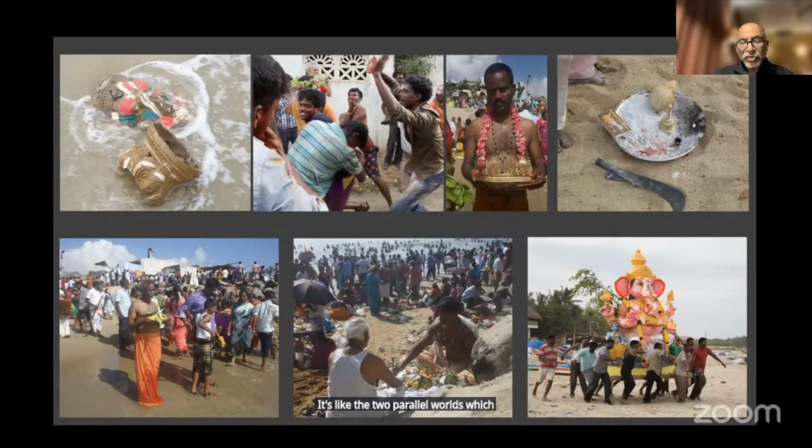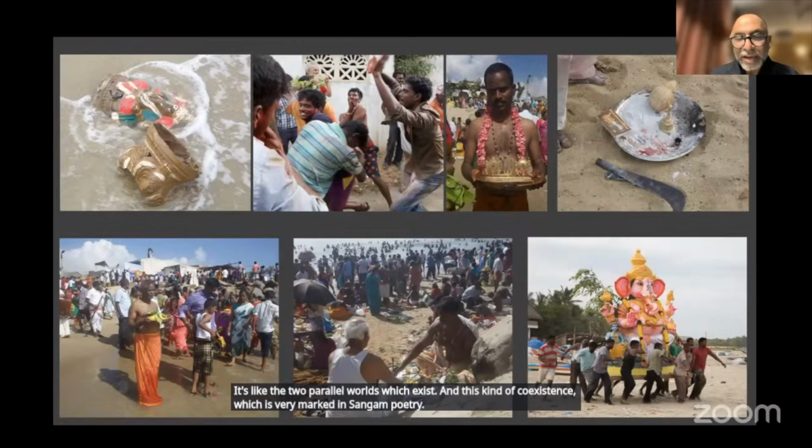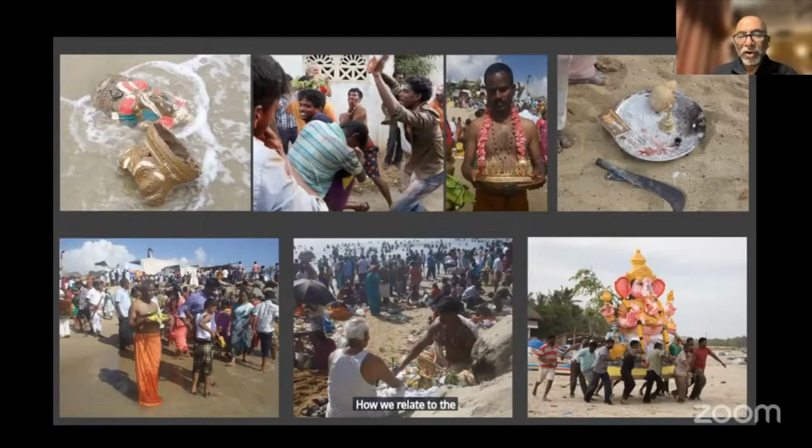And this kind of coexistence, which is very marked in Sangam poetry, is something which really drew me, and I did a substantial amount of work based on this kind of relationship, because I'm deeply interested in this idea of how we relate to the world outside the human, the more-than-human or the non-human.